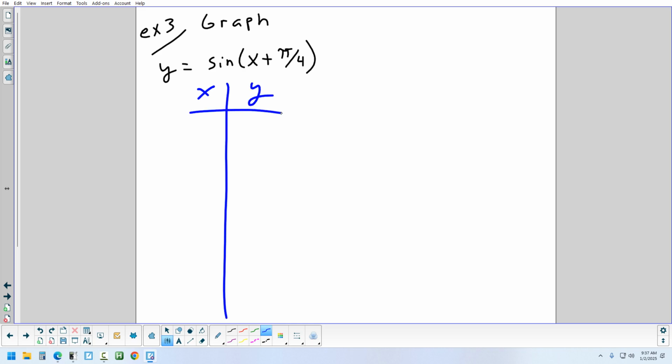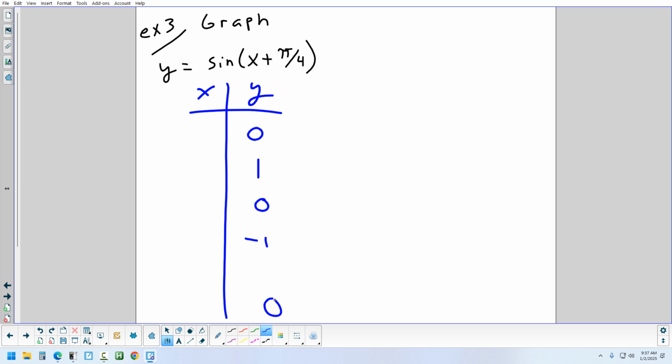Okay, so which column here is staying the same? Y's. And what are my y values going to be? 0, 1, 0, negative 1, 0. Perfect.